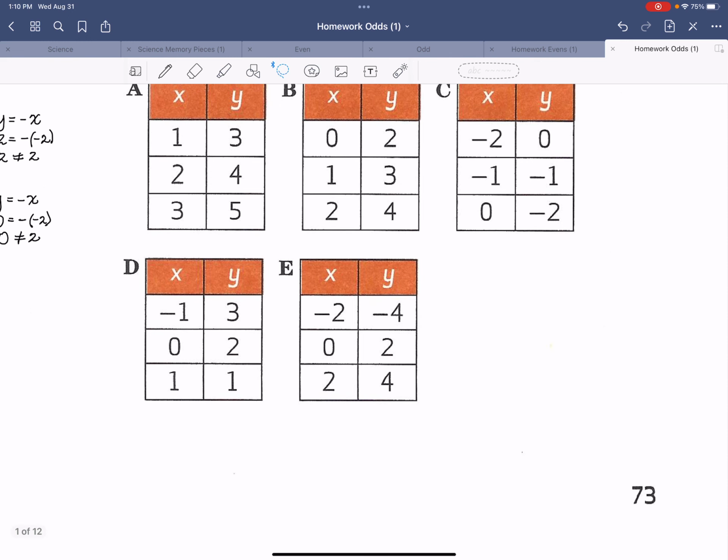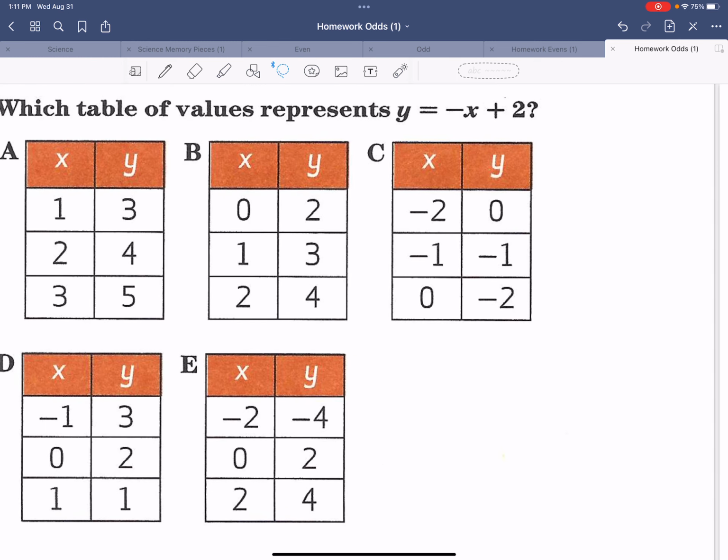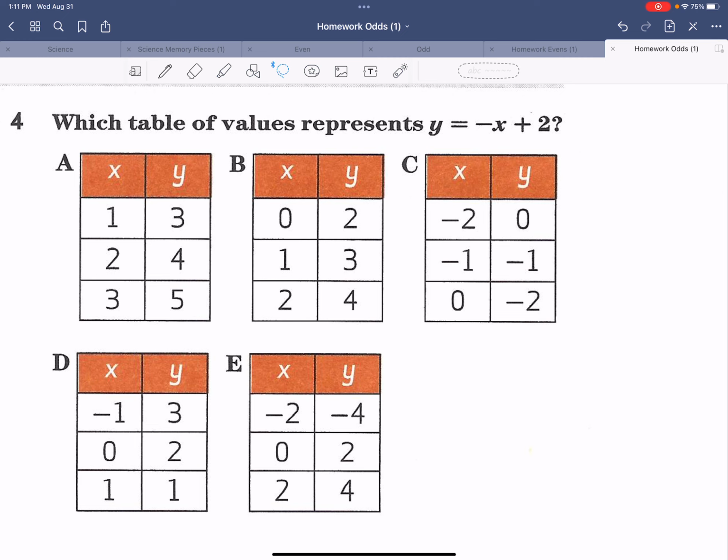Number 4, this is page 73 in the exercise book. Which table of values represents y equals negative x plus 2? Now, you can just start substituting the points into your equation. That's fine. But I want to eliminate some if possible.